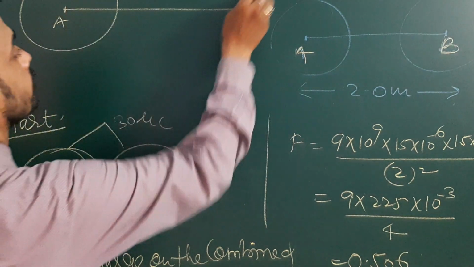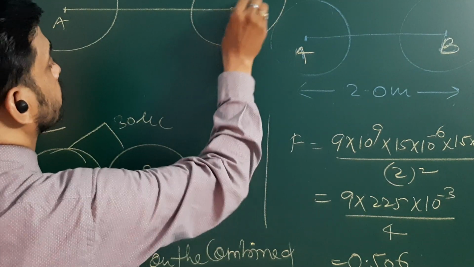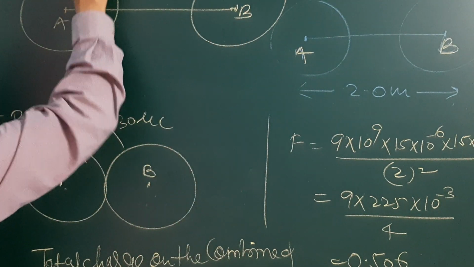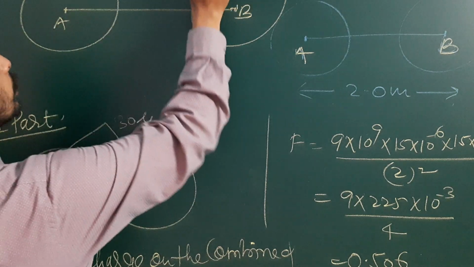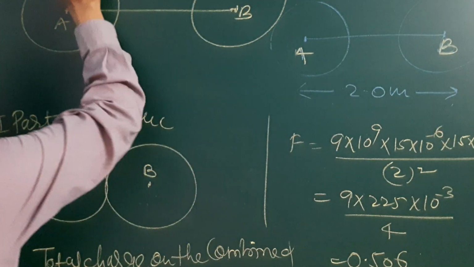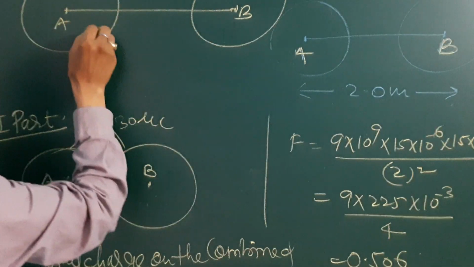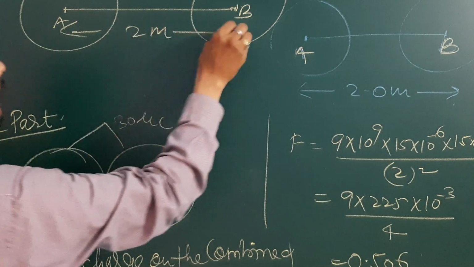Ball A, this one is ball B. It has 15 microcoulomb. It also has 15 microcoulomb. They are both positively charged, and the distance between them is 2 meters.